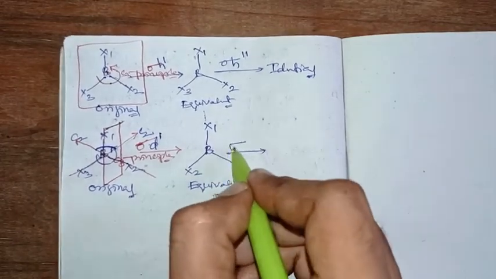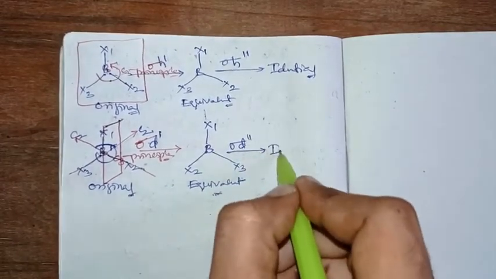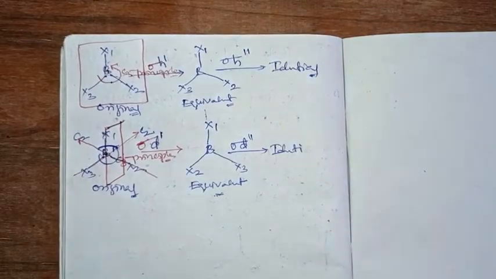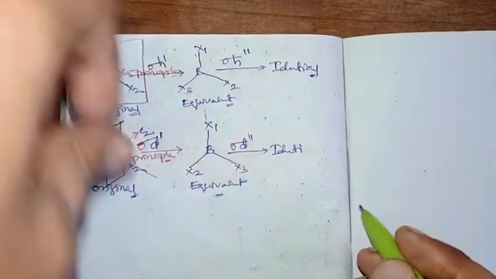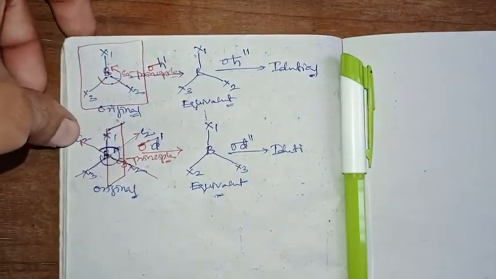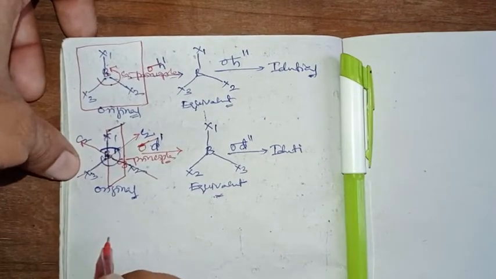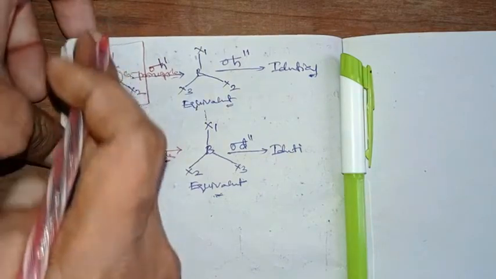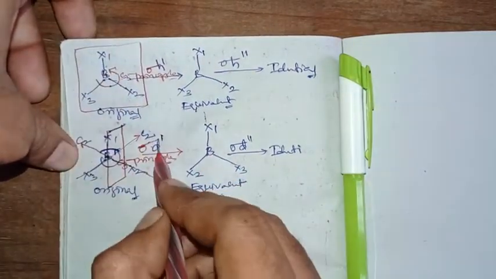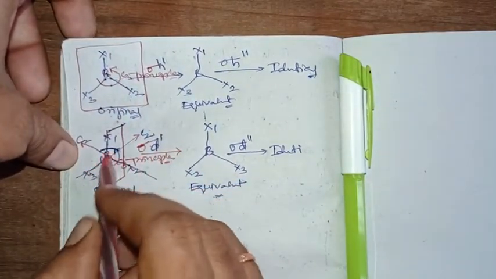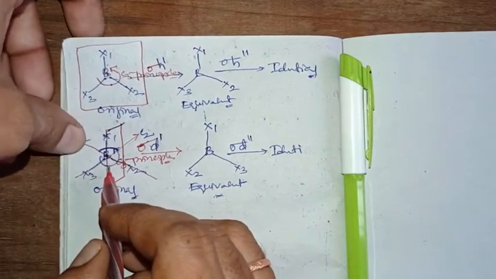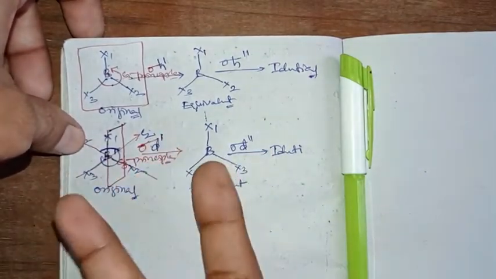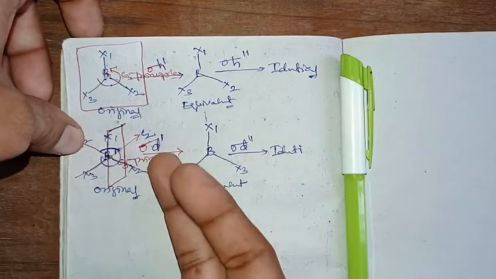One time doing that, it will be equivalent. Second time when we do, it will generate an identical configuration. So with one boron and halogen bond, we are getting one dihedral plane. There are three bonds actually in the BX3 molecule, so it will have two more dihedral planes.